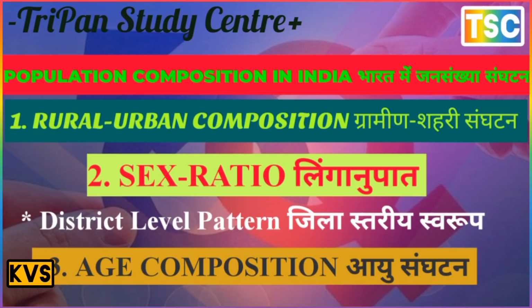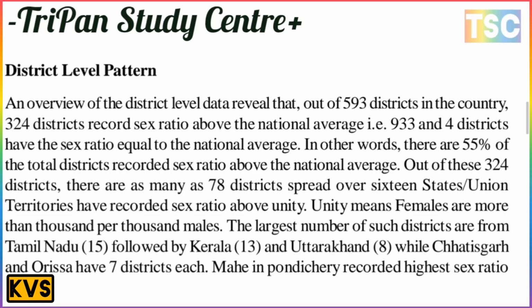The next topic here is the district level pattern. What do we mean by district level pattern? An overview of the district level data reveals that out of 593 districts in the country, 324 districts are recording a sex ratio above the national average of 933, and 4 districts have a sex ratio equal to the national average. In other words, 55% of the total districts record a sex ratio above the national average.